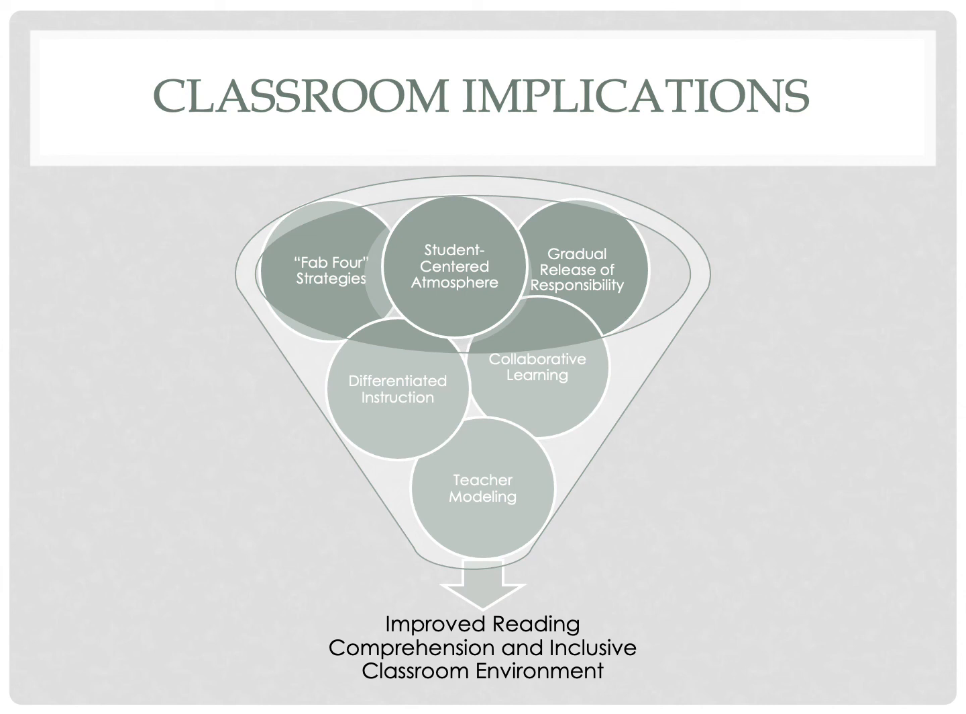So the implications of this, you can see kind of this bucket of things. So if we put all these ingredients, all these little circles together, so if you've got the Fab 4 strategies, if you have a student-centered atmosphere in your classroom, use the gradual release of responsibility, collaborative learning, differentiate that instruction, model as a teacher, all of that will lead to improved reading comprehension and then that feeling of an inclusive classroom environment.